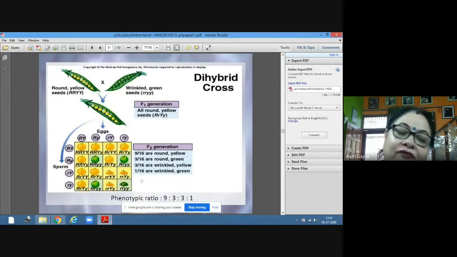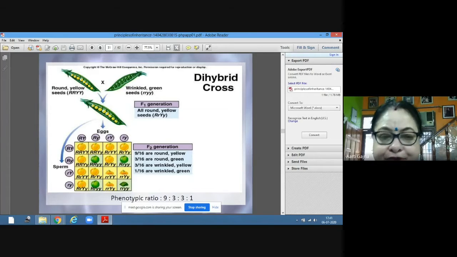So 12:4. What is the ratio? 3:1. So if we segregate them, the phenotypic ratio is the same as he got in the monohybrid cross.